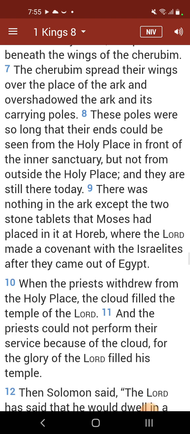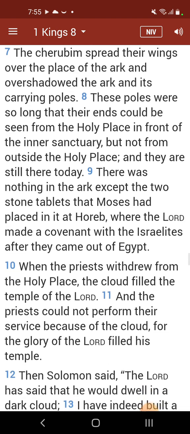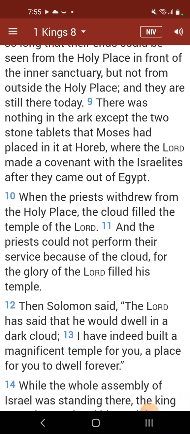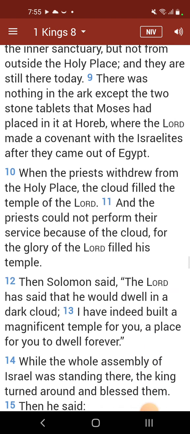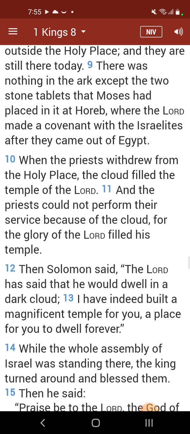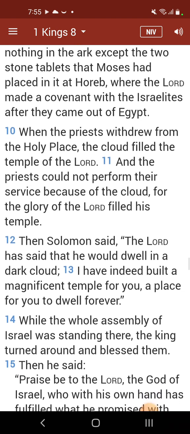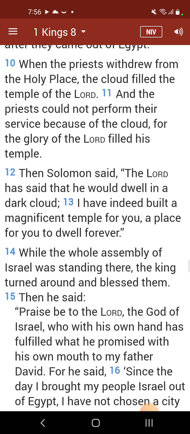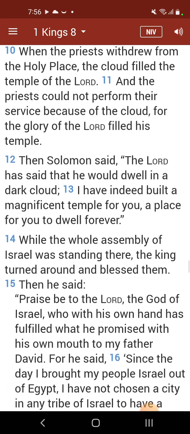There was nothing in the ark except the 2 stone tablets that Moses had placed in it at Horeb, where the Lord made a covenant with the Israelites after they came out of Egypt. When the priests withdrew from the holy place, the cloud filled the temple of the Lord, and the priests could not perform their service because of the cloud, for the glory of the Lord filled his temple. Then Solomon said, "The Lord has said that he would dwell in a dark cloud.